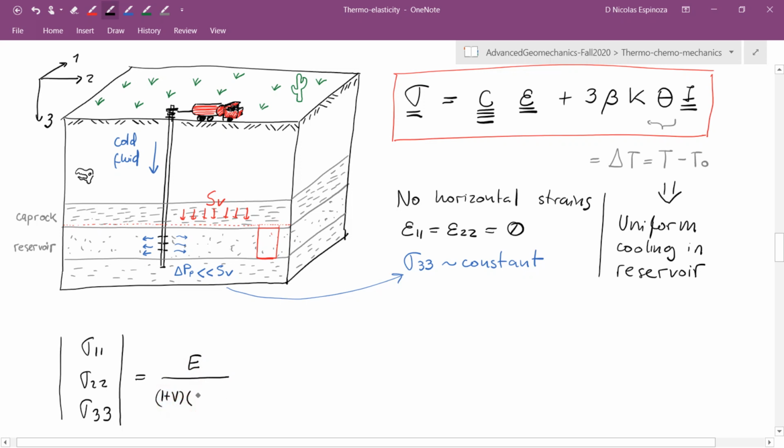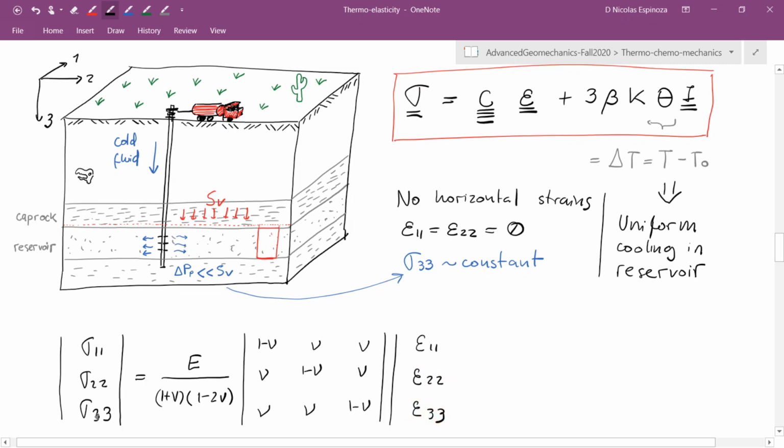We have here a common factor, and over here we have just elements which are a function of the Poisson ratio. And of course, this is a symmetric matrix. This is going to be multiplied times the strains that correspond to the stresses, and I'm going to add here the thermal component, which is the same in all directions.